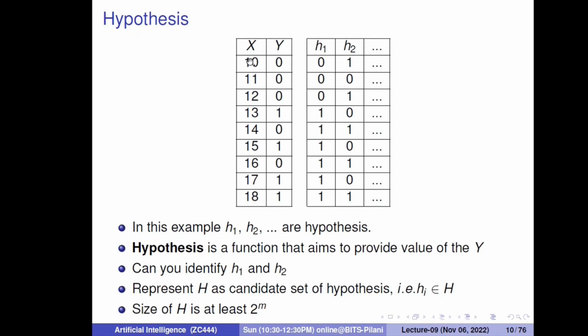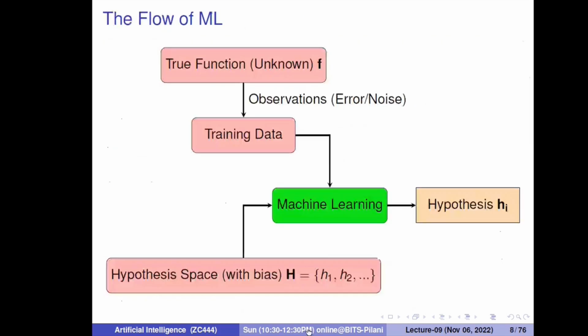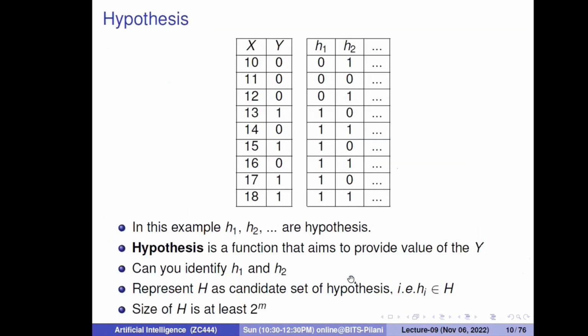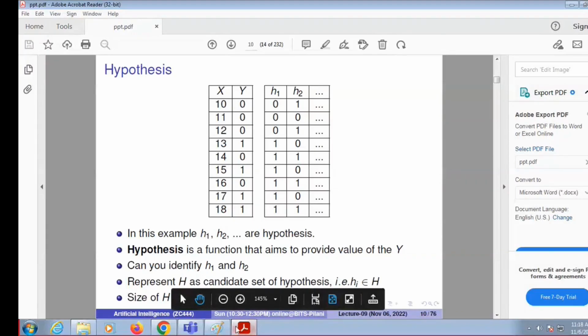Let's assume that in a very simple setting, I have an input variable x and an output variable y. The values of the input variable are 10, 11, 12, 13, 14, 15, 16, 17, 18. And the values of y are 0, 0, 0, 1, 0, 1, 0, 1, 1. This is the right answer that is given to me. But if you apply any kind of hypothesis function, how many hypothesis functions are possible? Many hypothesis functions are possible based on my setting. So let's assume I have set up some hypothesis function and my output is this.